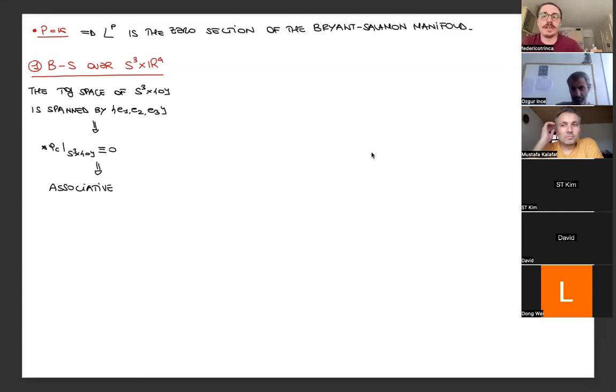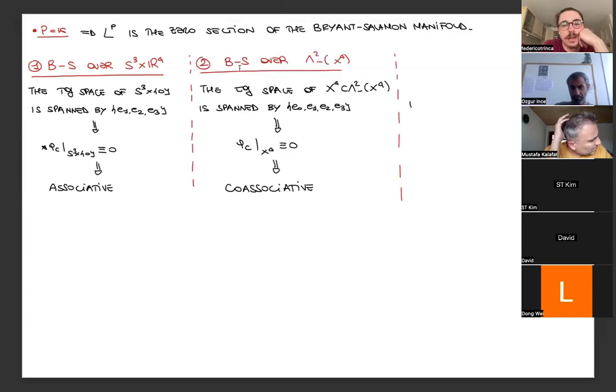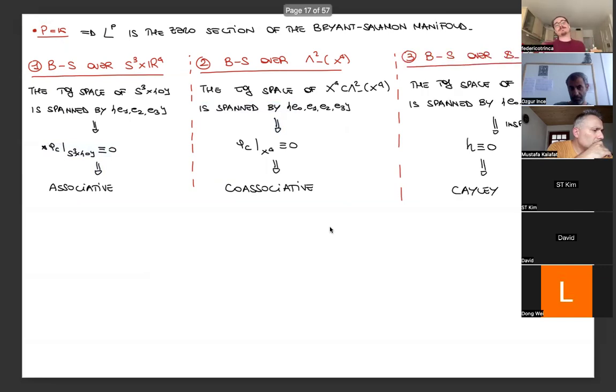But yeah, so I was saying that the base spaces of these Bryant and Salamon manifolds are also calibrated. In fact, you can see that S3 times 0 has tangent space spanned by E1, E2, and E3, and so they satisfy the associative condition, so they're associative. And once again, Λ²₋ of X4, if you see X4 as the zero section of this vector bundle, the tangent space is spanned by these vectors, and this is co-associative.